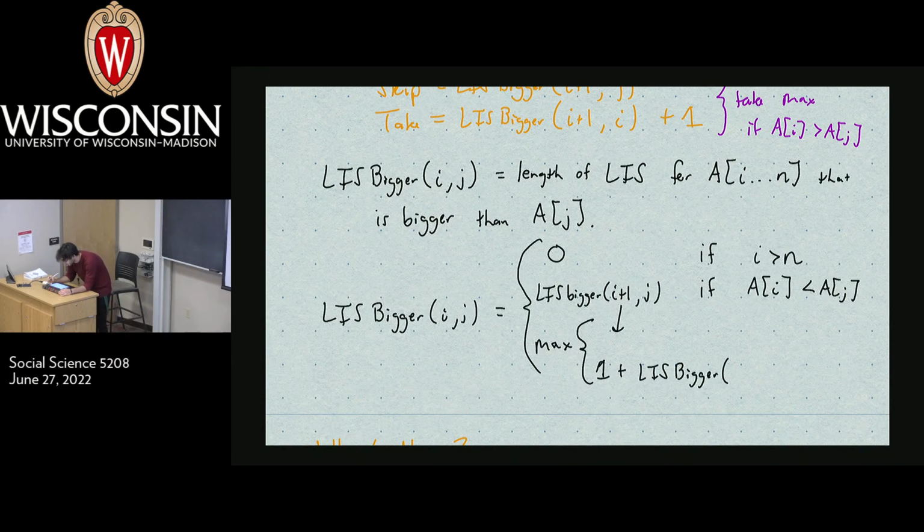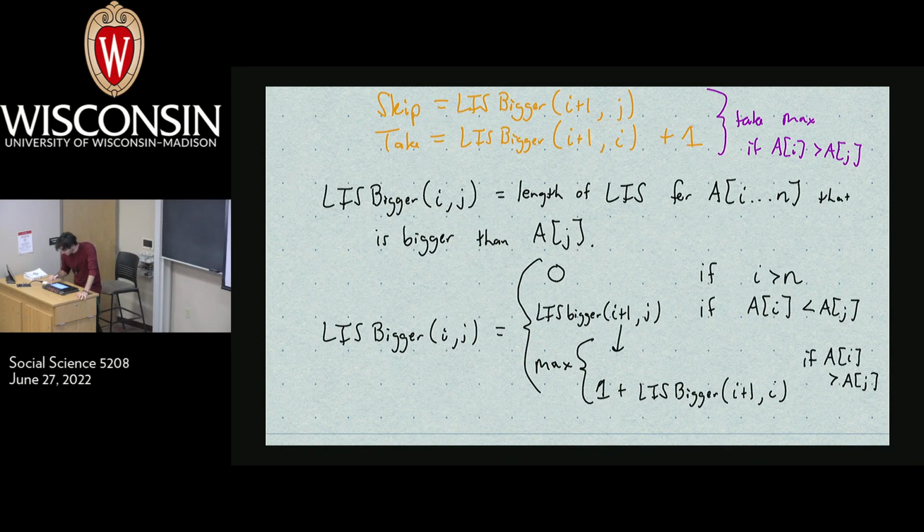And then we have LIS bigger of I plus 1 and I. I is now the biggest element because by definition of this case, A of I is greater than A of j. So we need all the future elements to now be bigger than I, which is currently the biggest in our subsequence. So that's the solution to the subproblems to this more general problem. But recall the original problem is just to find the biggest subsequence in the whole array. So how do we do that?